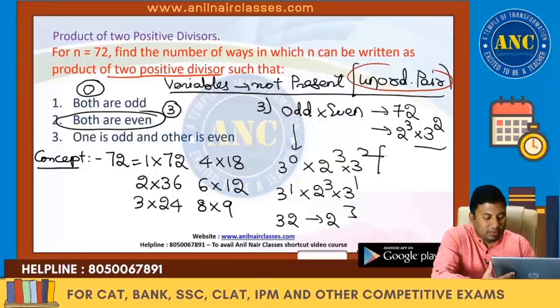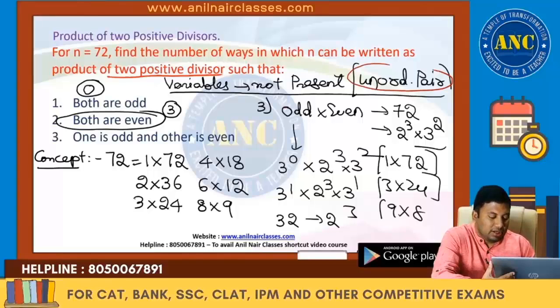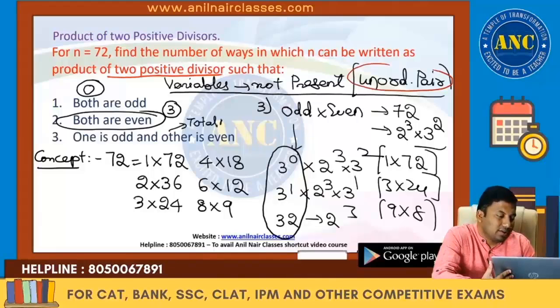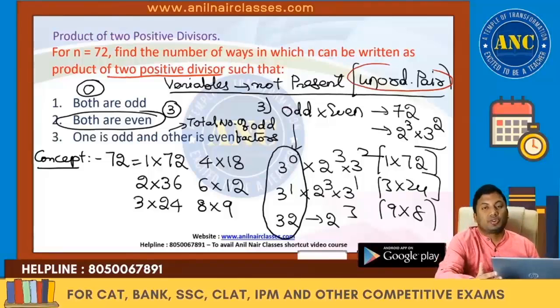So it is nothing but 1 into 72, 3 into 24, 9 into 8. Total how many cases did we get? 3 cases. What are the 3 cases? Odd means 3 power 0, 3 power 1, 3 power 2, which are nothing but odd factors. So the third one answer is the total number of odd factors. Very easy if you know the concept. If you don't know the concept, you will say that this question is difficult.